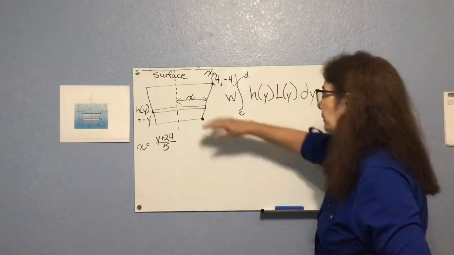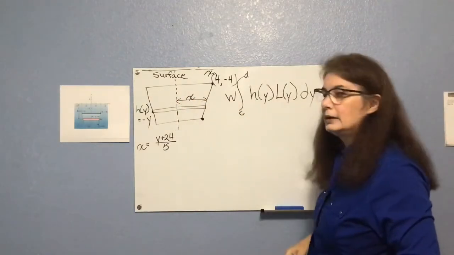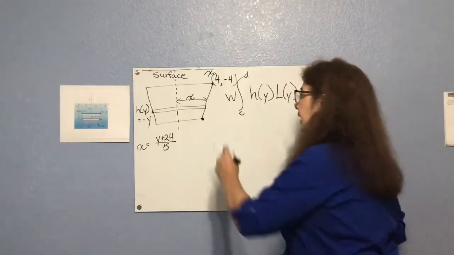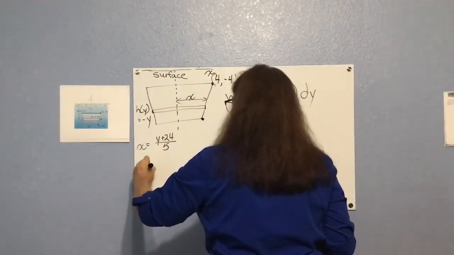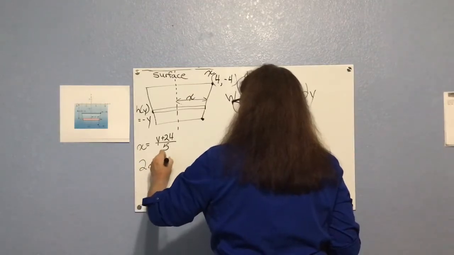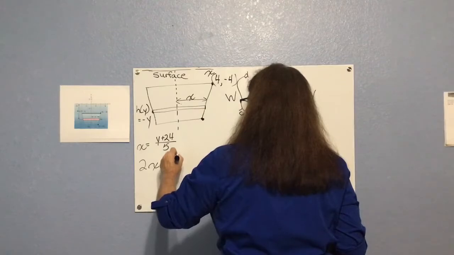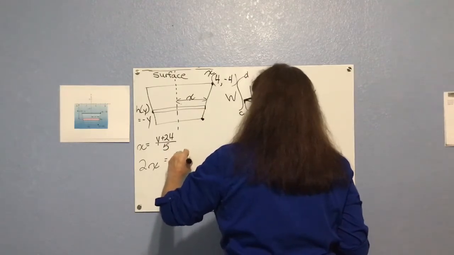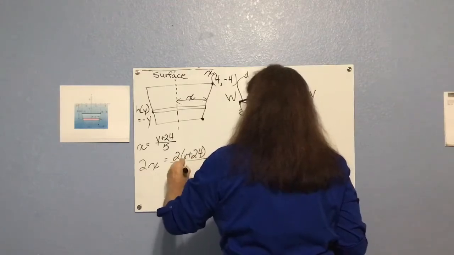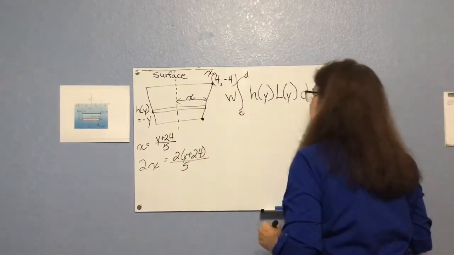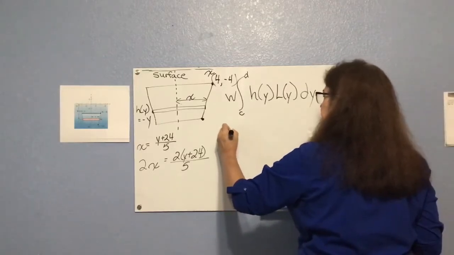Okay, now looking at my picture, I see that x is only from the middle out, so the actual length of my representative rectangle is 2x. So 2x is going to be 2 times y plus 24 over 5. Now let's put that in here.